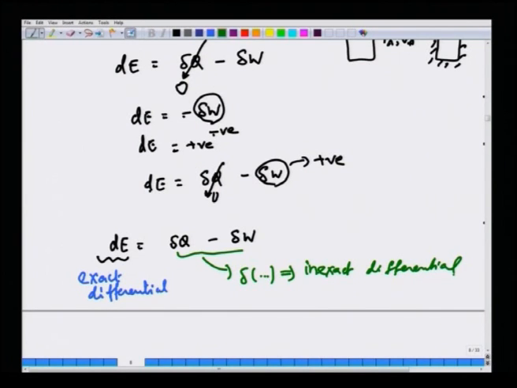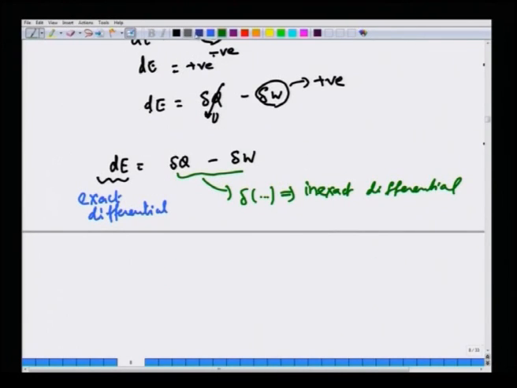This is because quantities such as work and heat are not functions of state. The amount of work that you transact depends on the path, the way in which you go from state 1 to state 2, whereas the energy is a function only of the initial and final states.